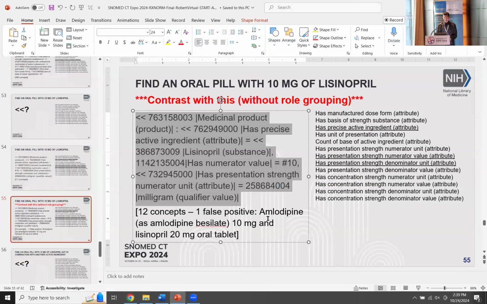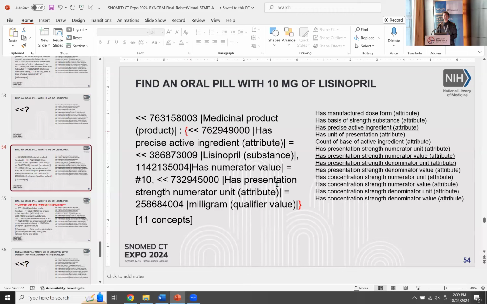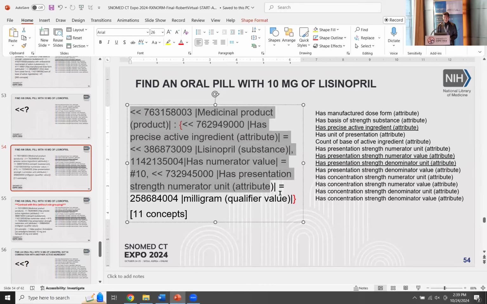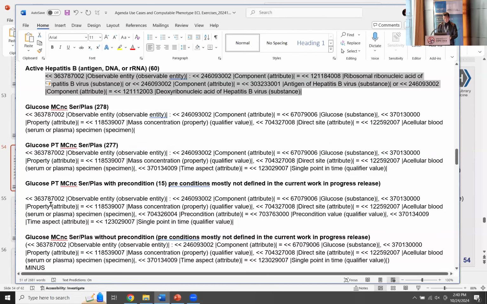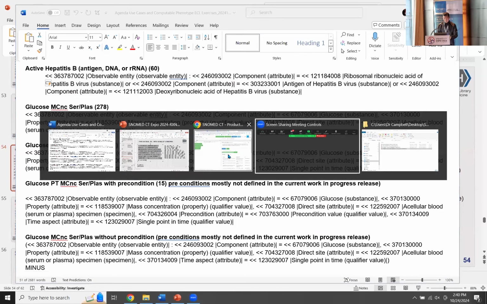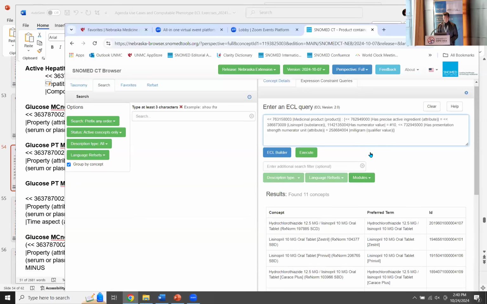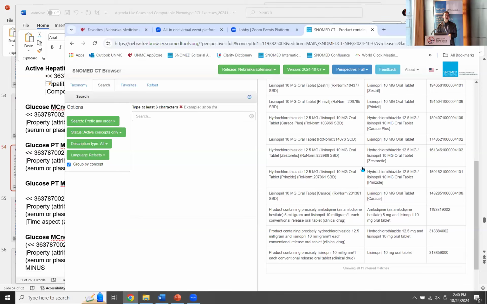So this is a way to do it. I've highlighted the red curly brackets. That means that they have to be in the same row group, I mean, the active ingredient and the strength. So if you execute this, you get 11 concepts, right? So the one that is wrong is now not on the list. So that is the secret for the row grouping.